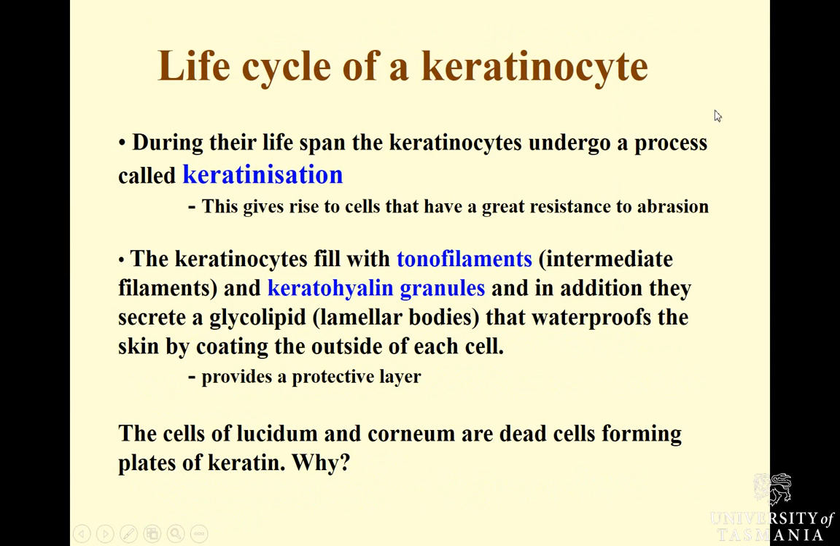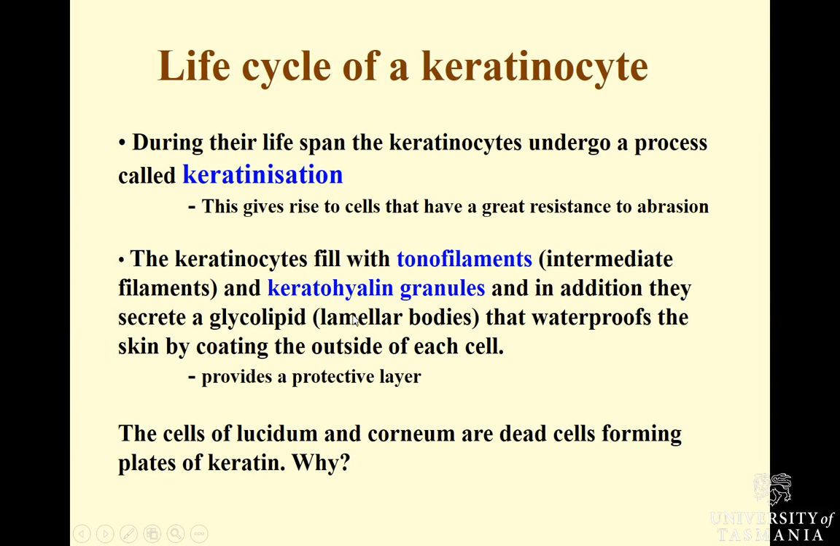So the keratinocytes during their lifespan undergo a process called keratinization. They start out as nice healthy living cells, they undergo mitosis, they move into the stratum spinosum and they make their way through those layers. And as they make their way through, they begin to fill with intermediate filaments called tonofilaments, and they begin to accumulate granules called keratohyalin granules. Together the tonofilaments and the keratohyalin granules will form the final keratin, which we recognise in the dead cells on the surface. And there's a third component that keratinocytes produce, and these are structures called lamellar bodies.